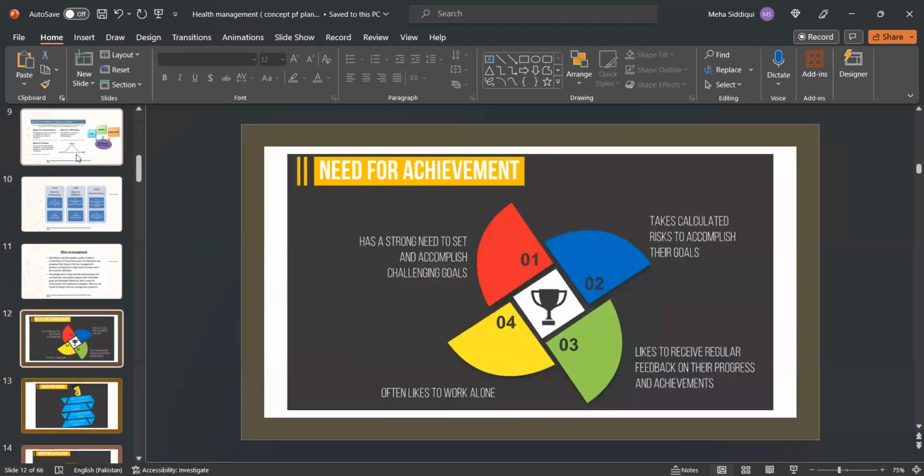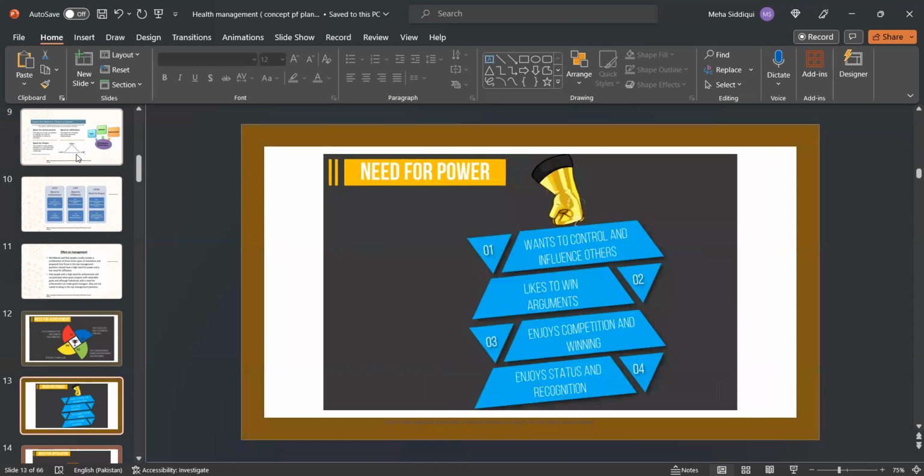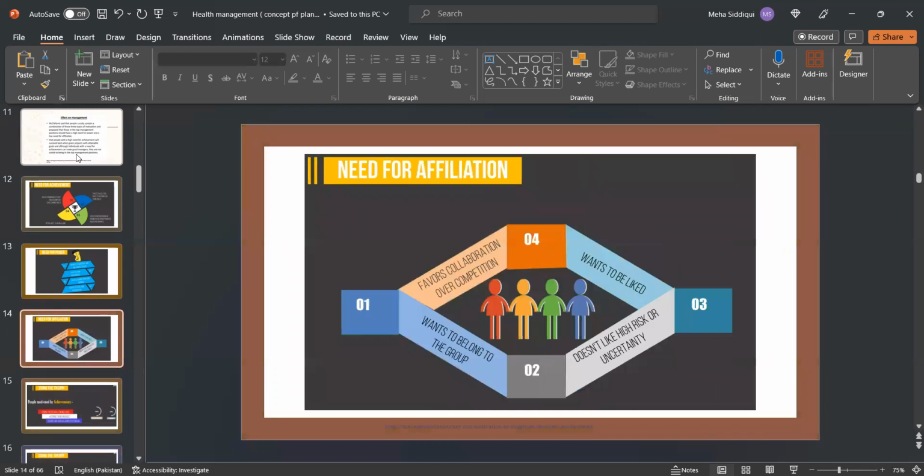If we talk about need for achievement, such a person has a strong need to set and accomplish challenging goals, takes calculated risks to accomplish their goals, likes to receive regular feedback on their progress and achievements, and often likes to work alone. Then comes a person who has a need for power. He wants to control and influence others, likes to win arguments, enjoys competition and winning, enjoys status and recognition. Then comes a person with the need for affiliation. He wants to belong to the group. He does not like high risk or uncertainty. He wants to be liked. He favors collaboration over competition.